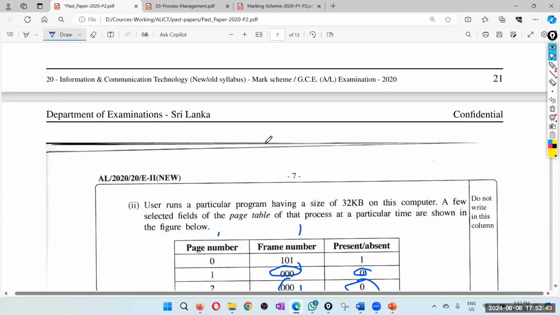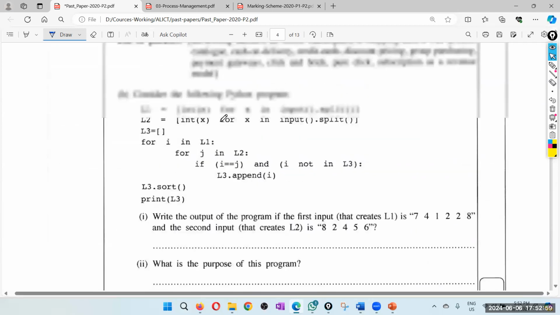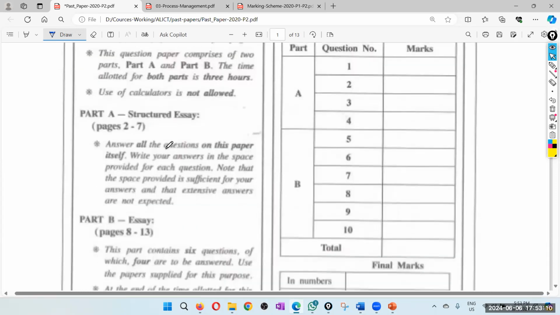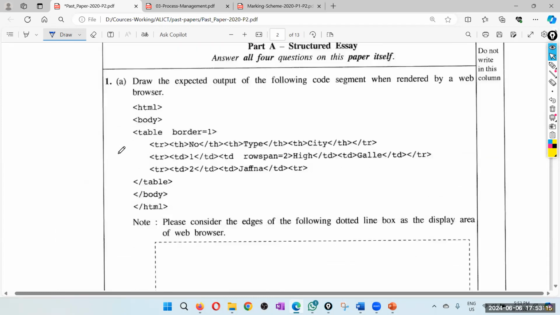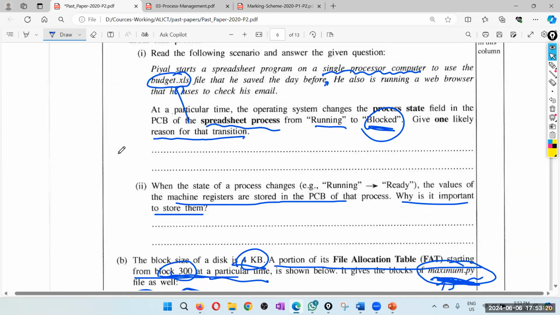Read this question a few times. Remember, these are structured paper questions. You can't select. In the second paper, part B, you can select questions, but here you have no other option, because you need to do all questions in the structured paper. Answer all the questions in this paper, part A. You need to answer all the questions.